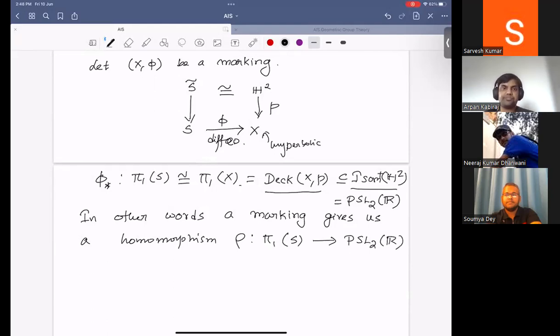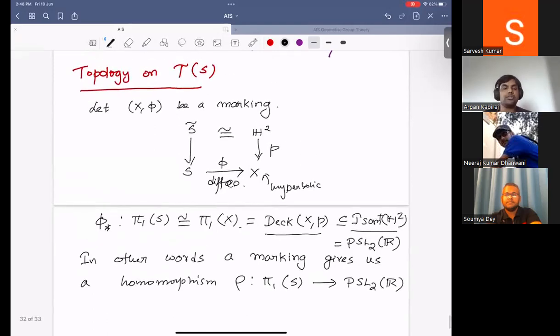Okay. Now, this is sort of like the precursor. I'm just trying to motivate what is the information that we get from our marking. So each marking gives me a homomorphism from the fundamental group to PSL2R. We have some kind of mapping.